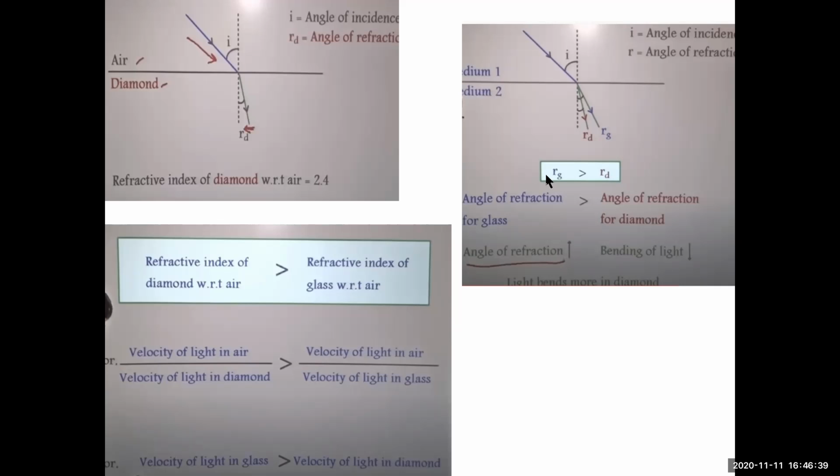So for the same angle of incidence, the angle of refraction is more for glass and less for diamond. Therefore, we are saying that the bend for diamond is more. The light bends more in diamond.